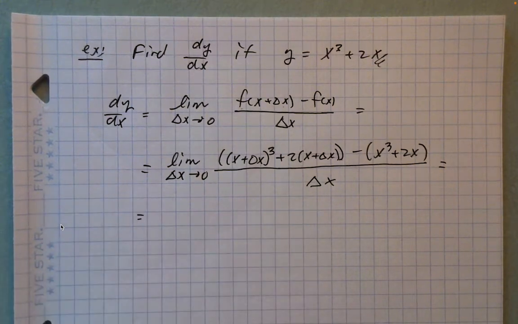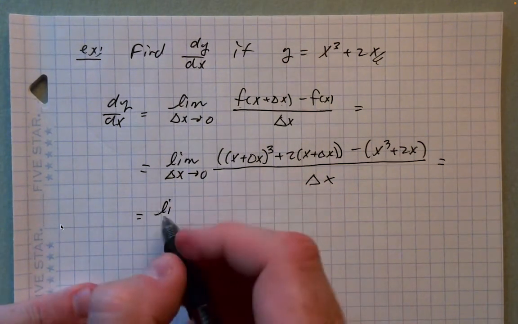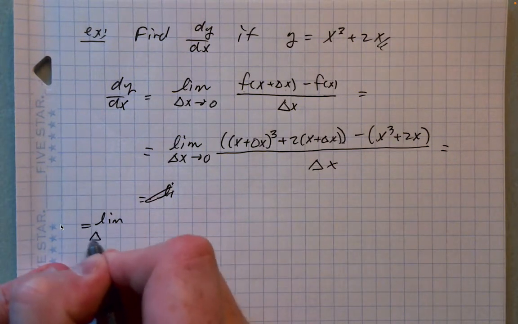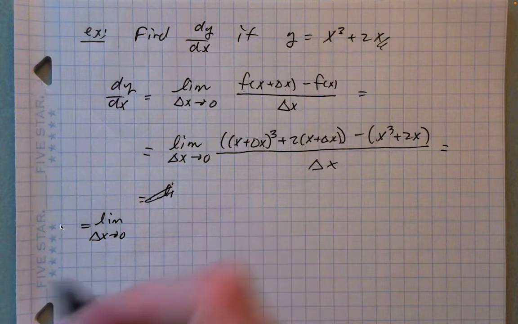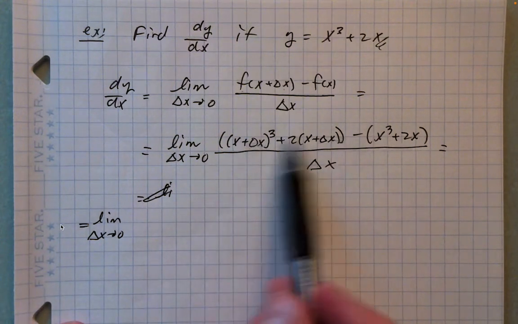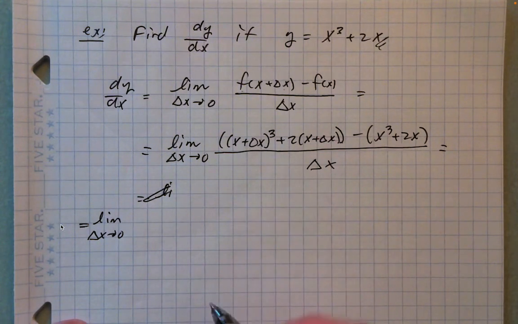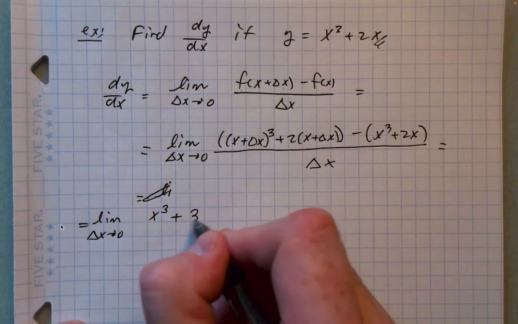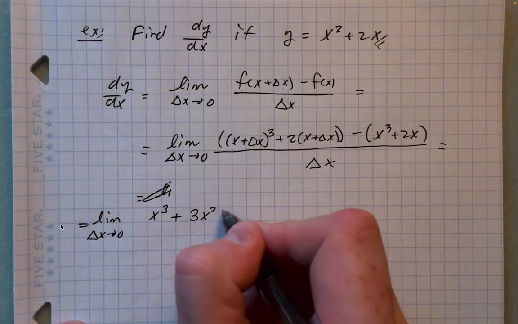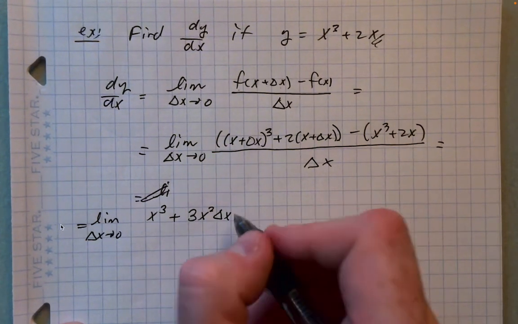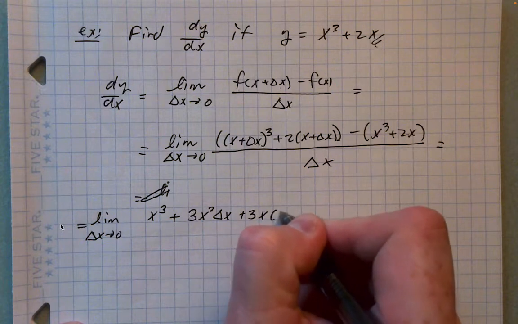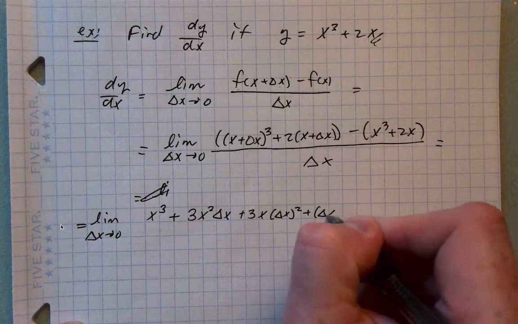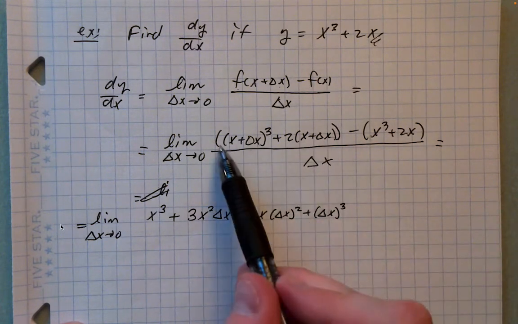And now we have to expand everything. And so here's where I might run out of room, so let me just use the whole width here. Just expanding each of these pieces, we would get something like x cubed plus 3x squared delta x plus 3x delta x squared plus delta x cubed. So that's just expanding this part.